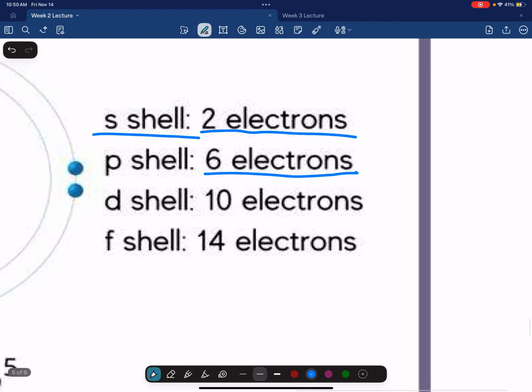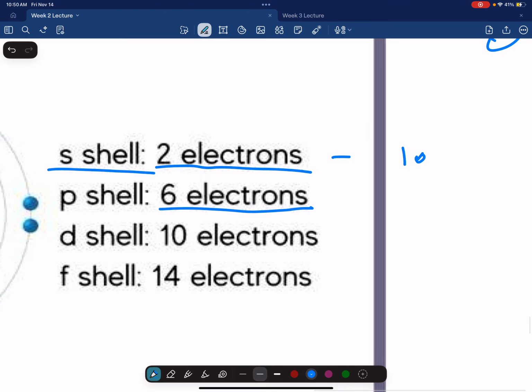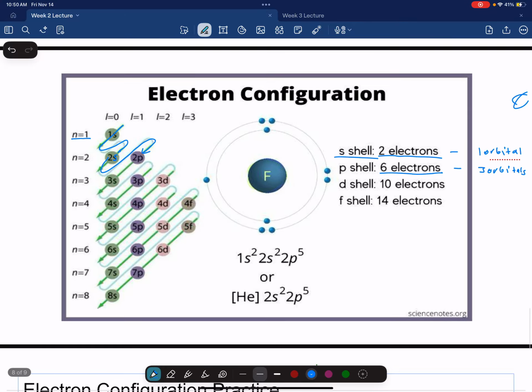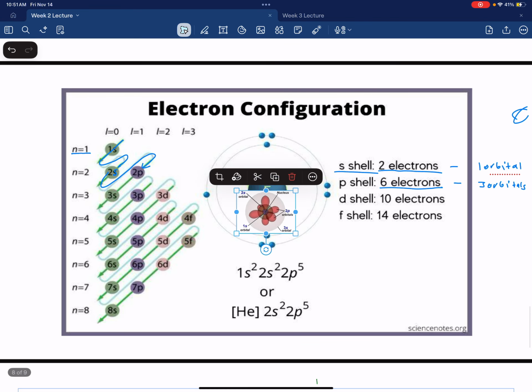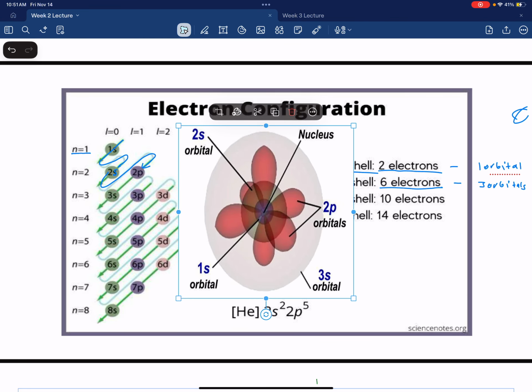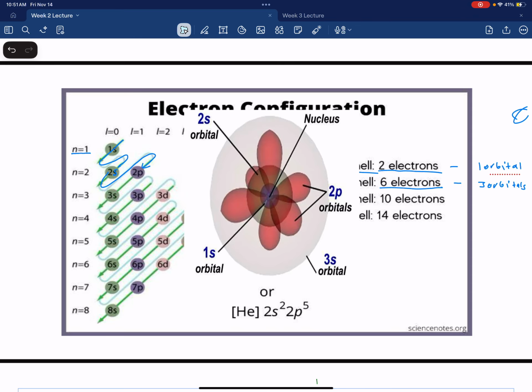But if we were to look at this more closely, this will be 1 orbital. Each orbital can contain 2 electrons, so it's going to be 2 electrons. And then this will be 3 orbitals. Each orbital contains 2 electrons, which will be a total of 6 electrons on the p shell. So we learned this. And a visual representation, I'm just going to show you how this will look in an actual atom, just in case you need more clarification. If you don't, you can always skip this part.